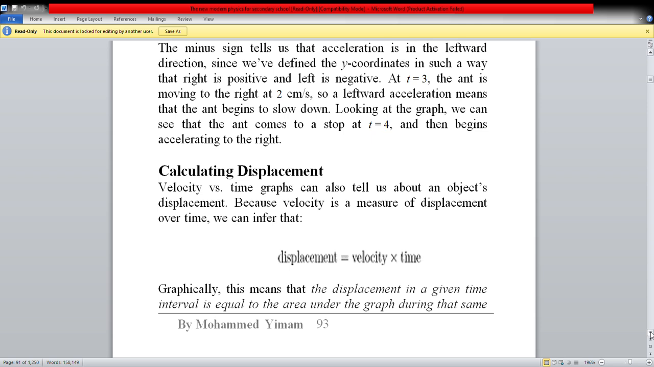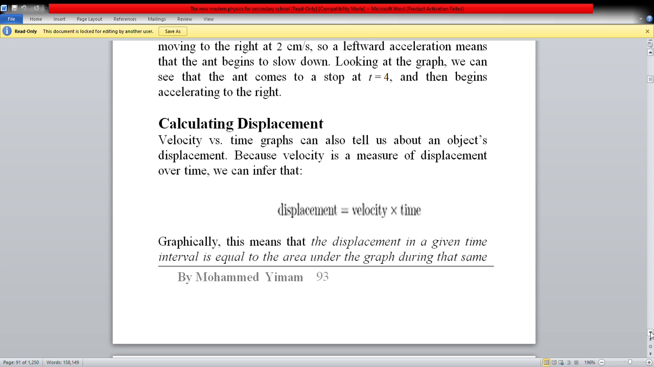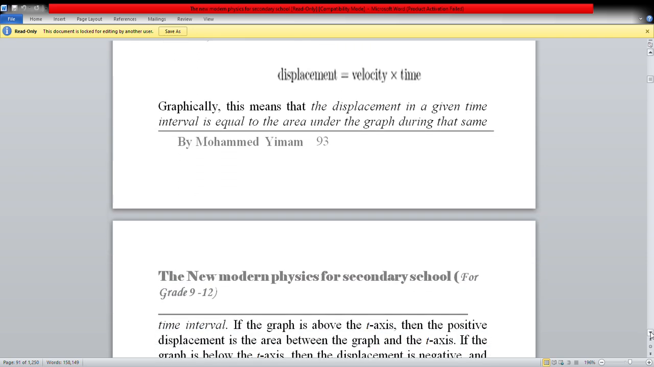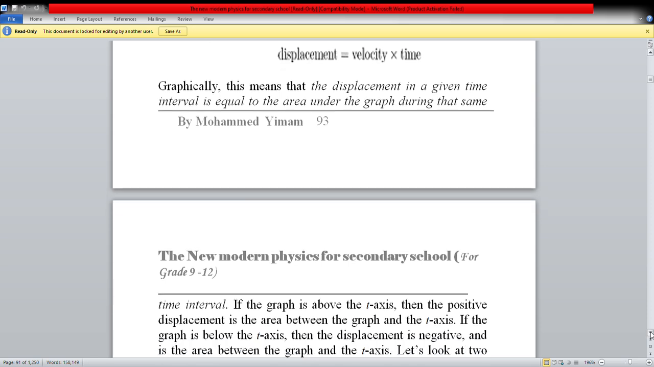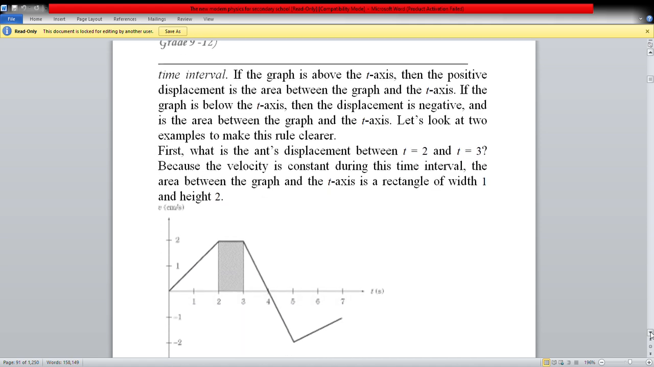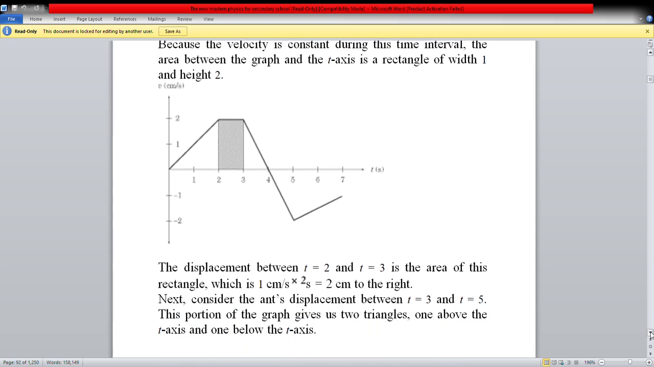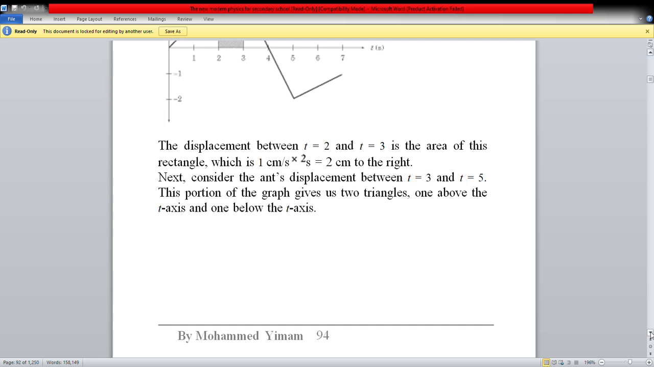Okay, calculating displacement. Displacement is equal to velocity times time. Therefore, graphically, that means the displacement in a given time interval is equal to the area under the graph during that same time interval. Okay, in a velocity time graph, the slope is the acceleration and the area is the total displacement. You can see the shade, how to calculate the area, and we add them together to calculate the total displacement.